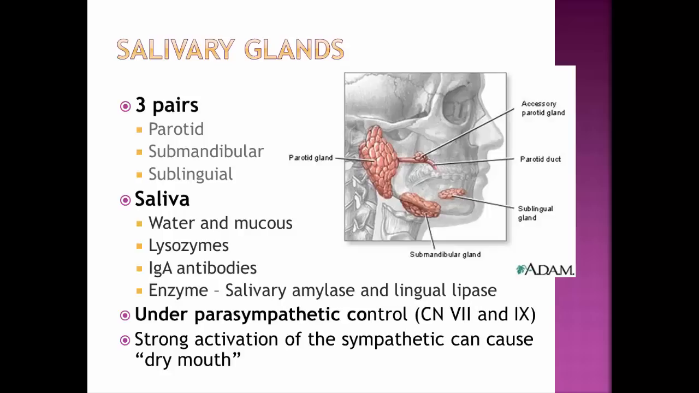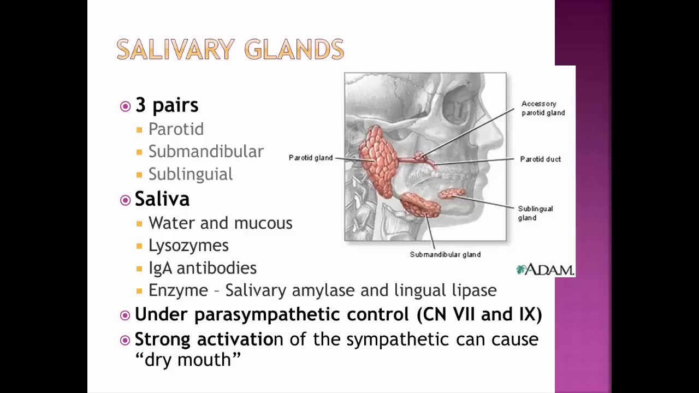The secretion of saliva is under parasympathetic control, of course, because it's all about rest and digest, remember. And those parasympathetic impulses travel through cranial nerves number 7, which is the facial, and 9, which is the glossopharyngeal. Strong activation of the sympathetic nervous system can actually shut off production of saliva and therefore cause dry mouth.